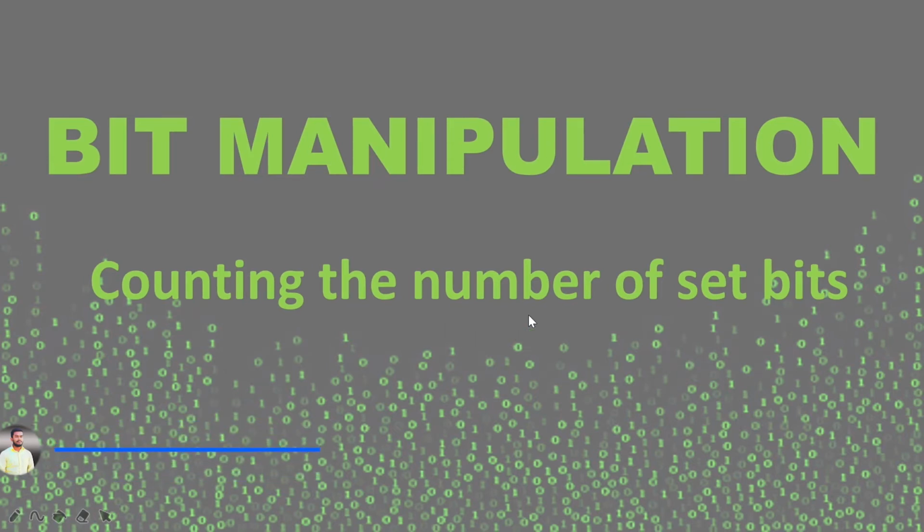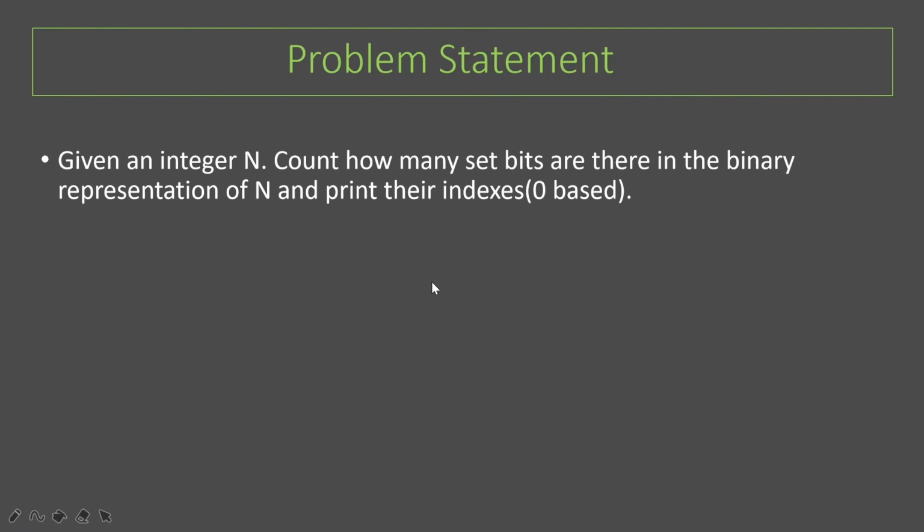Today I will discuss counting the number of set bits, that is, how many set bits a number has. So this is the problem. Given an integer n, count how many set bits are there in the binary representation of n and print their indexes. We have to print their indexes 0-based.